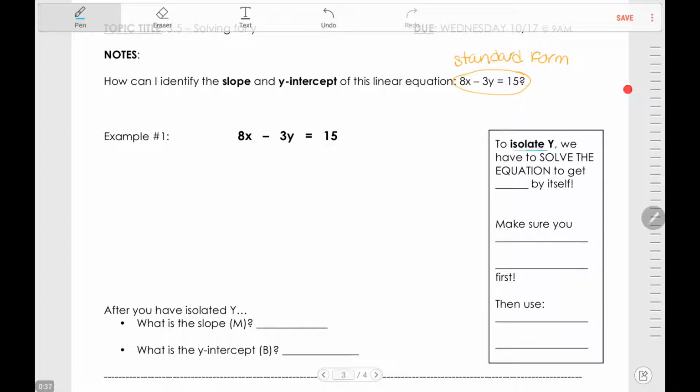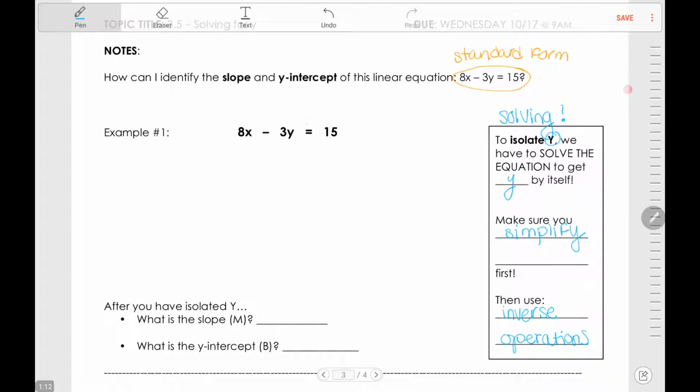So let's go through our steps first. In order to do this, we need to isolate y. And isolate y means we're getting the y by itself. So whenever we're solving, and this is solving skills that we used back in Unit 1, so we got to think back all the way to Unit 1. Make sure whenever you are doing this, you simplify first. Okay, simplifying could be combining like terms or distribution. And then you're going to use inverse operations. Okay, and those are the same exact steps we use for solving.